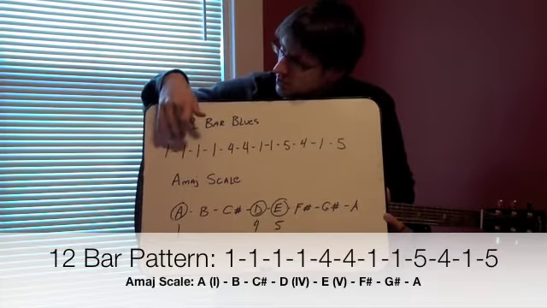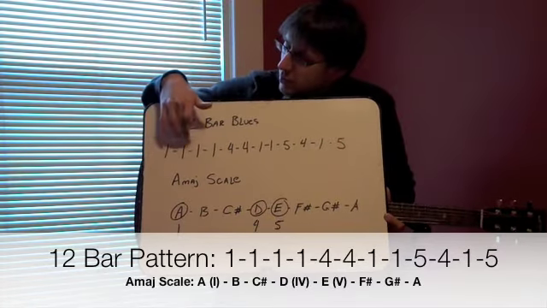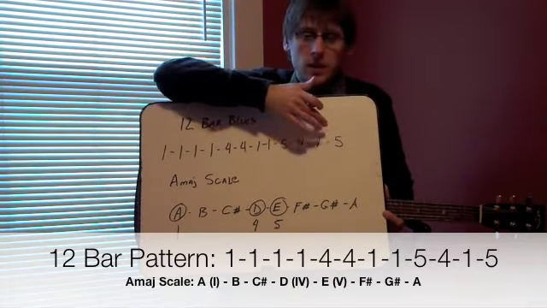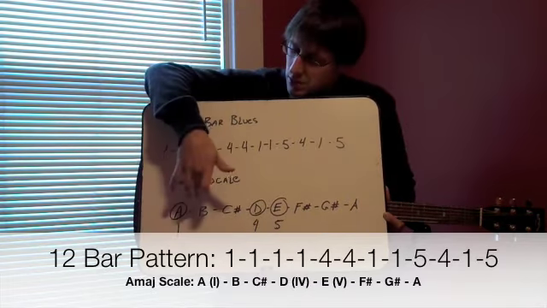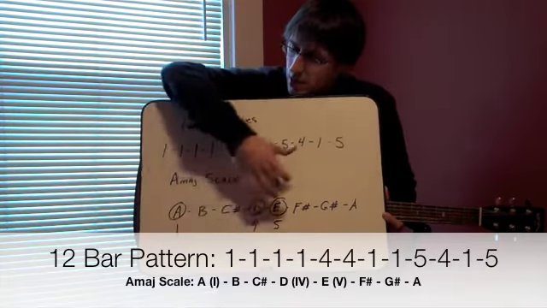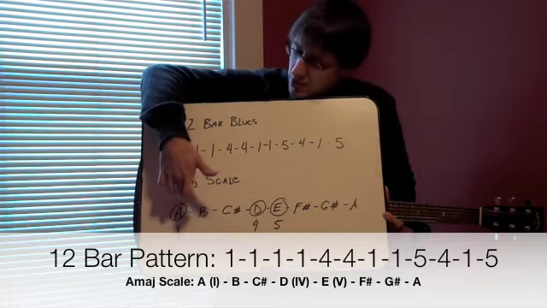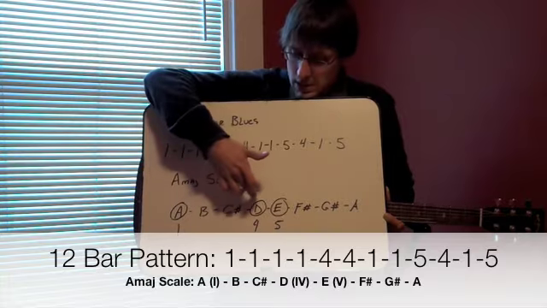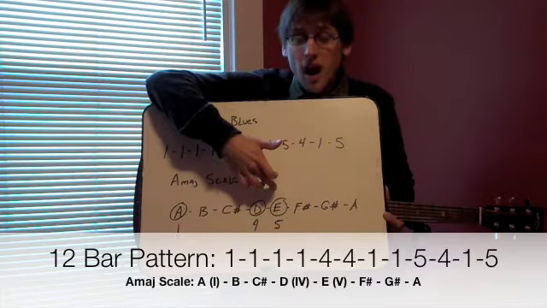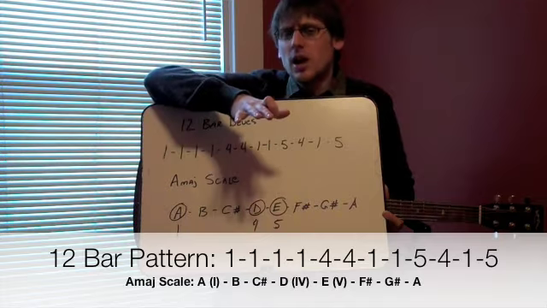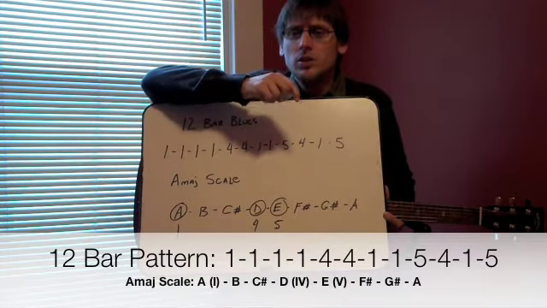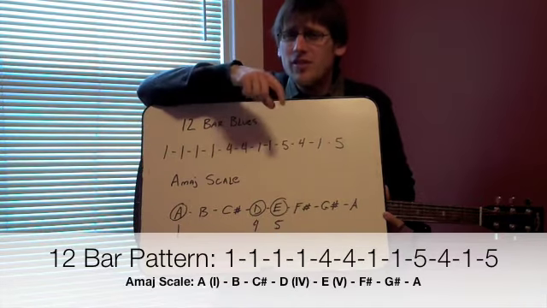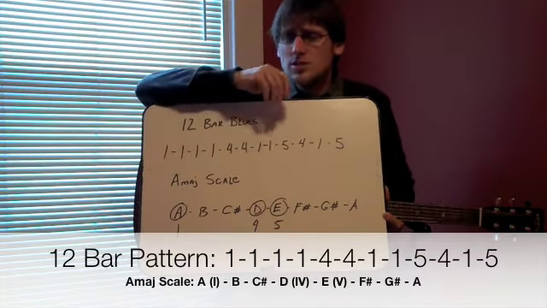So here in this 12-bar pattern, I've got 1, 1, 1, 1, 4, 4, 1, 1, 5, 4, 1, 5. These numbers correspond to those particular chords in the A major scale down below. So if we consider A to be 1, B to be 2, C sharp to be 3, D to be 4, E to be 5, and so on. Just a side note here, sometimes you'll see these as Roman numerals, the I for 1, the IV for 4, and the V for 5, in different notations, so that means the same thing.